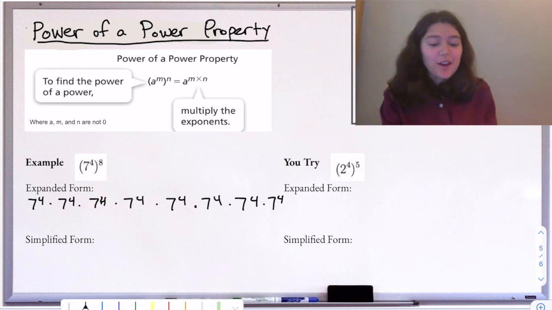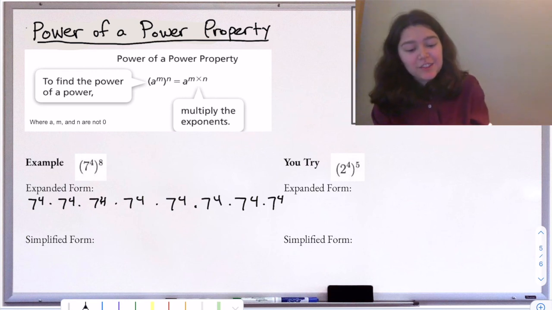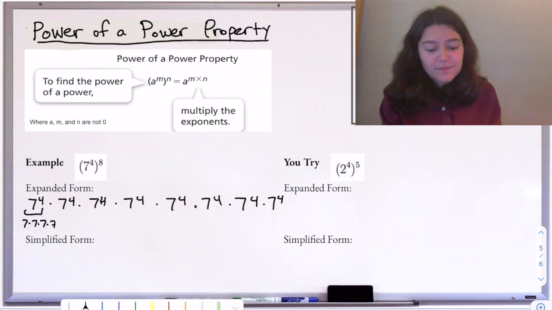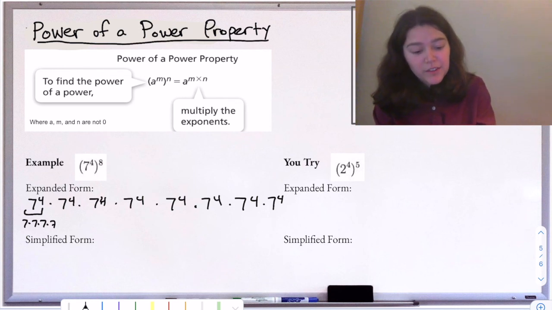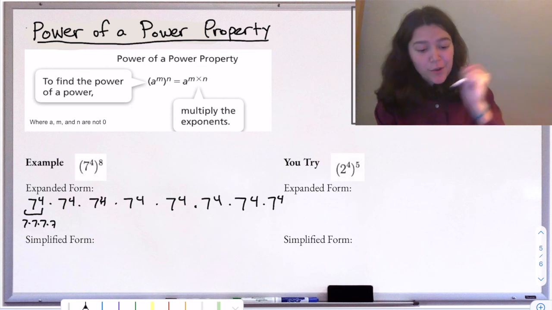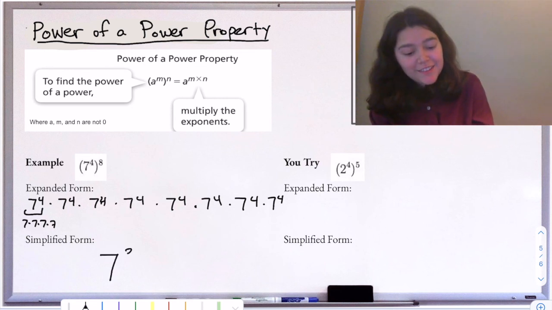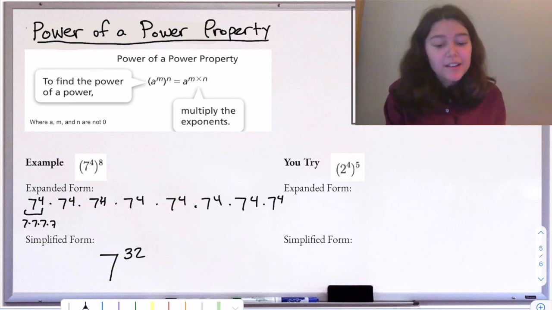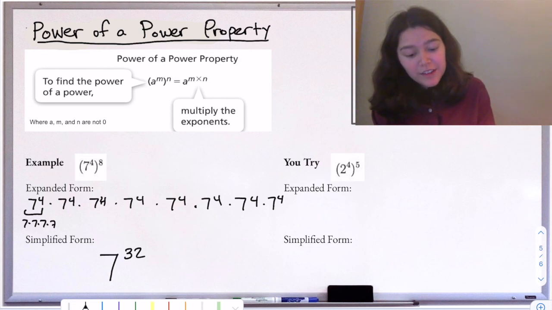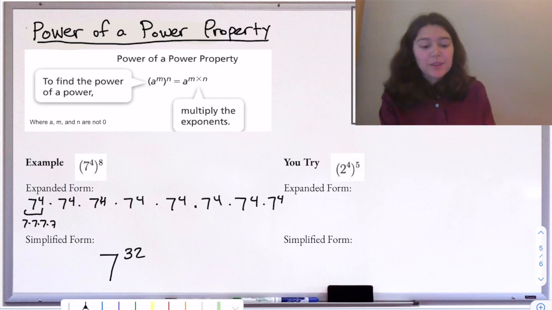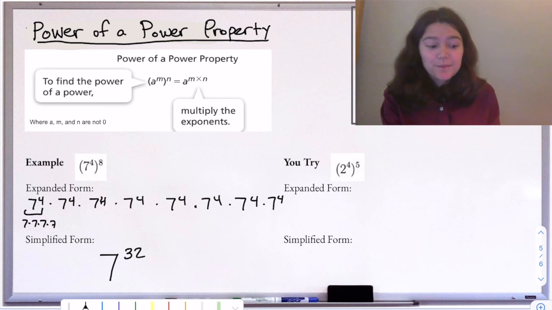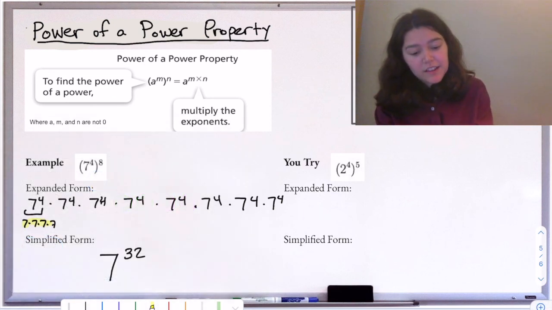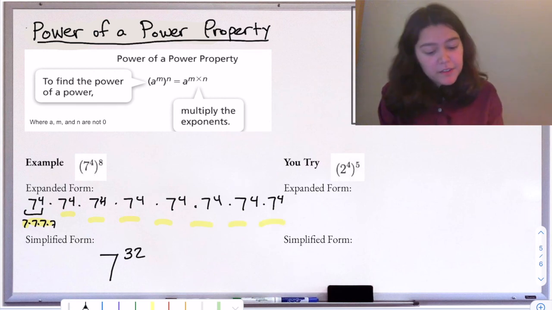If I really wanted to, I could expand it out entirely, right? Each of these 7 to the power of 4s is made up of 7 times 7 times 7 times 7. So I would have 4 sevens, 8 times. Thus, in total, I have 32 sevens being multiplied, because 4 times 8 is 32, and I get 7 to the power of 32. Those ones are often pretty long to write out, but hopefully we can see how this concept expands for each of them. Awesome. So you can try that.